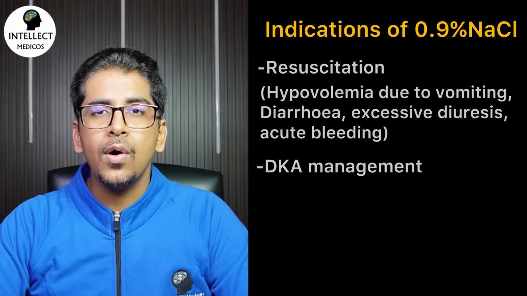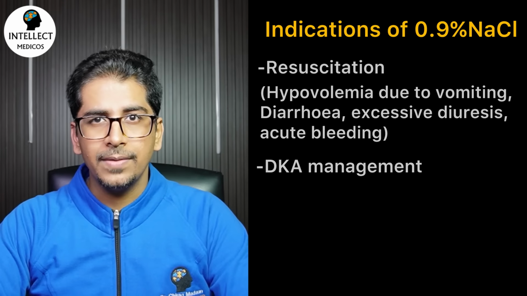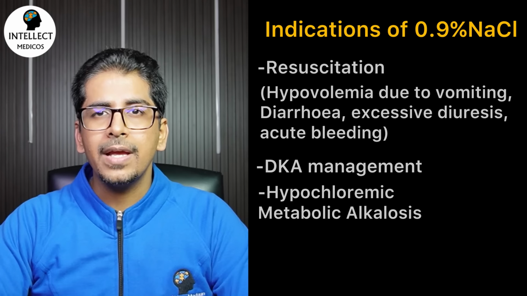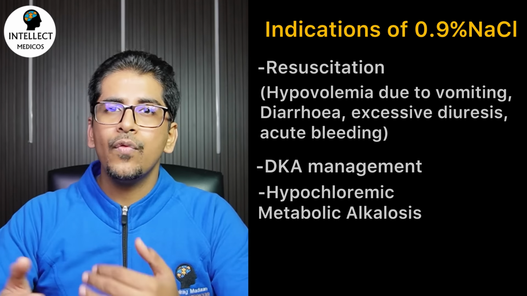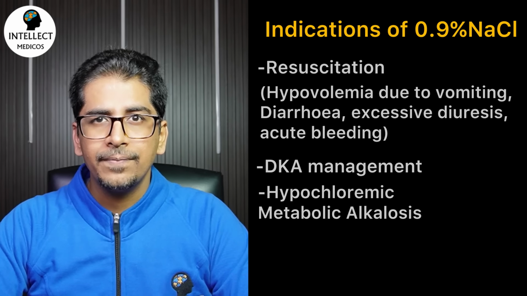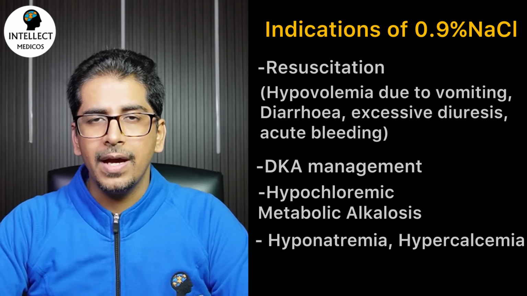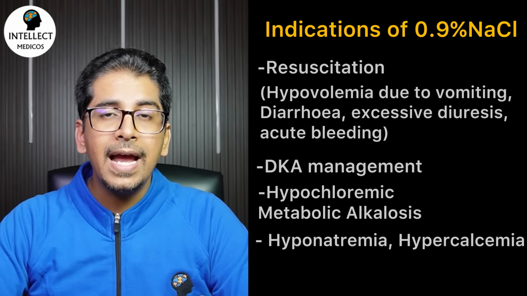Secondly, in the cases of DKA, diabetic ketoacidosis, you will prefer this one. Third, I would say it is hypochloremic metabolic alkalosis. You will go with normal saline. Next, it could be in the cases of hyponatremia. Or you can even go with it in the cases of hypercalcemia.